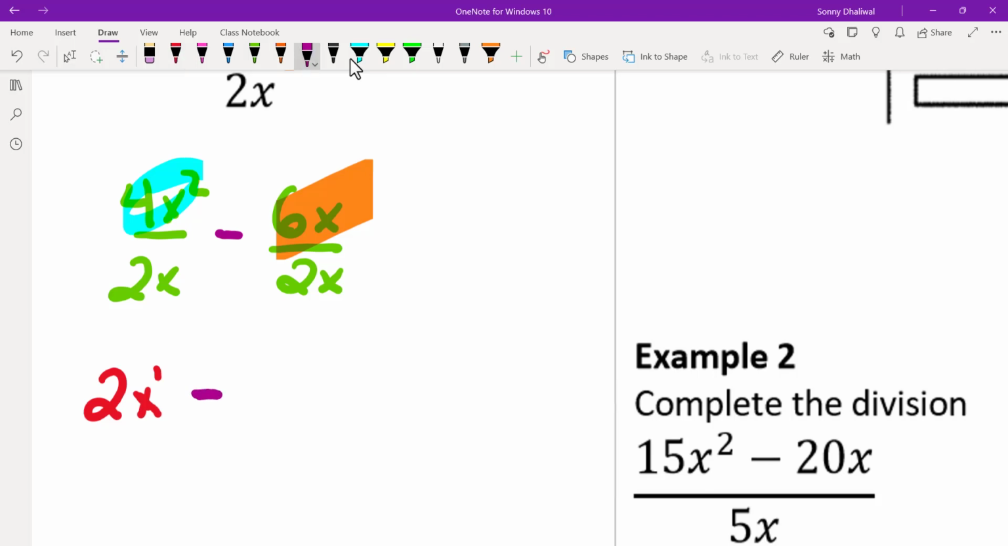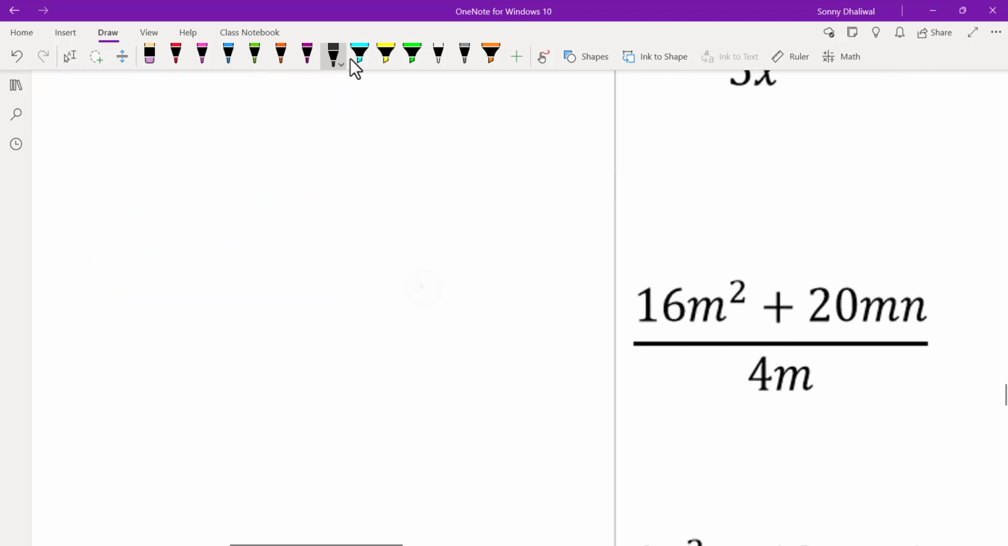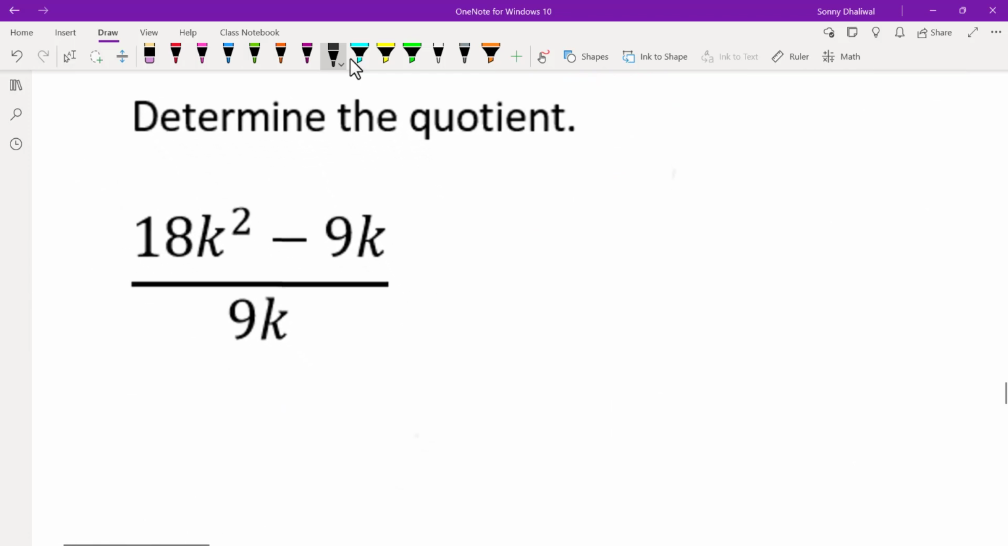Then we do the next one. We have a subtraction symbol. 6 divided by 2, what do we get? 3. Then x over x, what should we get? Nothing. They cancel each other out. 1 minus 1 is 0, so the x disappears. So the answer is just 2x minus 3. That's where we stop, right? We can't combine those together, right? They're unlike terms.